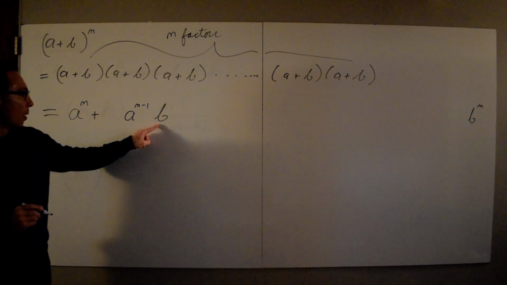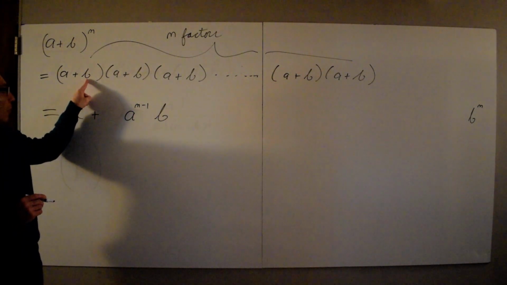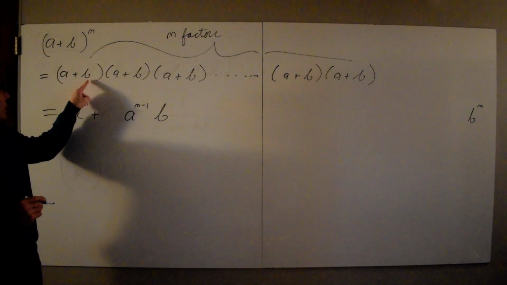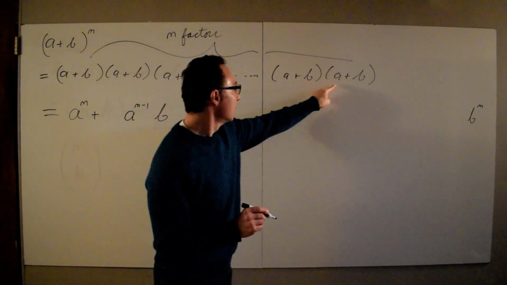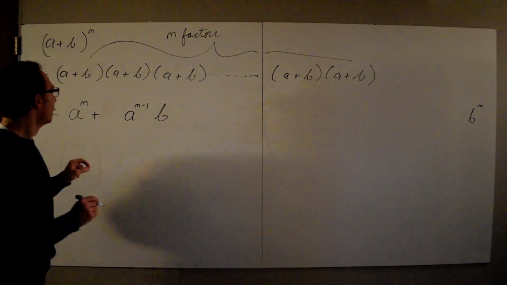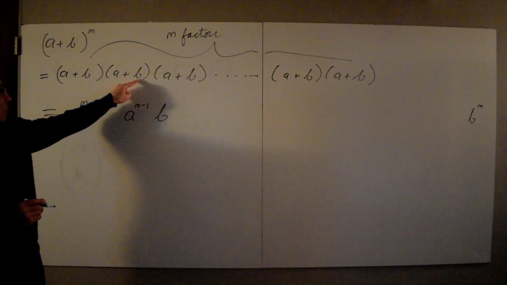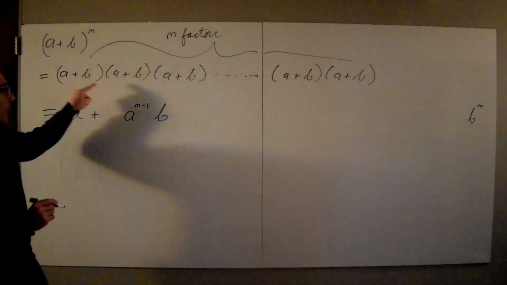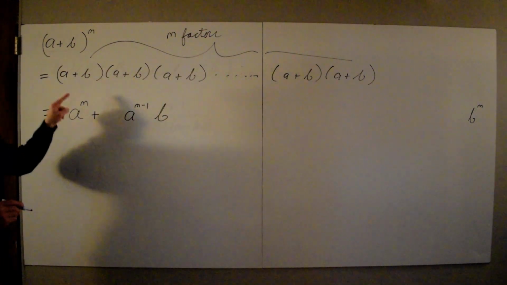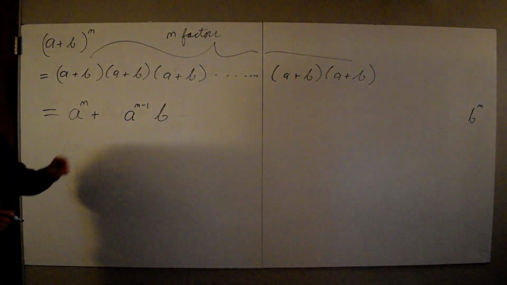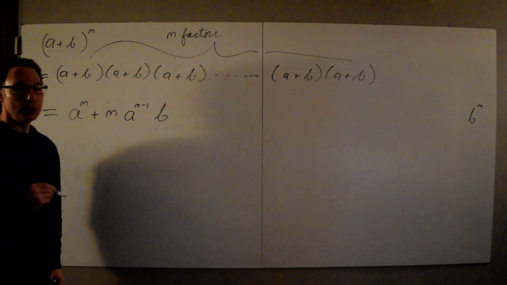How do you get one? You get one by choosing a b from one of these factors and the rest a's. For example, you have a b times a times a times a down to the a's. Another way is to choose this b, and then the rest would be a's. How many choices of b do we have? Because there are n factors, we have n choices of b.